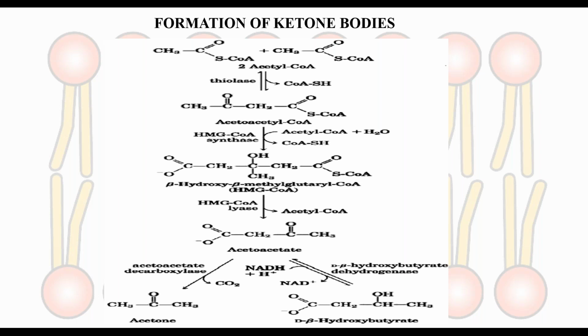So we shall now see how these ketone bodies are formed. You will see over here that two molecules of acetyl CoA condense, or join with each other, in the presence of an enzyme, and they form what is called acetoacetyl CoA. The enzyme involved is the thiolase enzyme, and by condensation of the two molecules of acetyl CoA, we get acetoacetyl CoA.